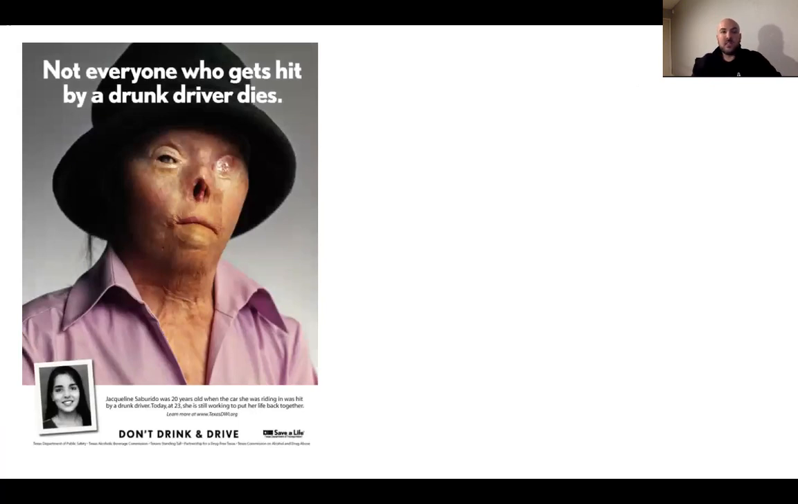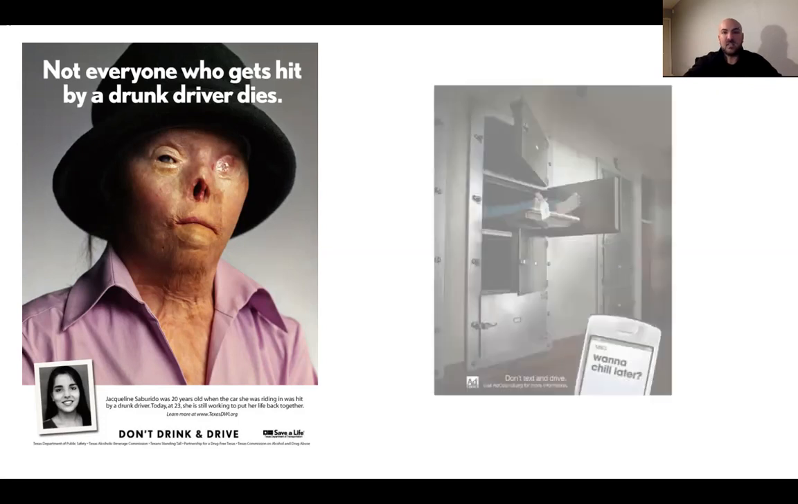Some of those emotions that are evoked by advertisements are really negative, right? They make you feel really sad or really angry, like this one, right? Mothers Against Drunk Driving, Save a Life. On this one, it says, not everyone who gets hit by a drunk driver dies. And they air this really graphic and sad picture of someone's face, whose life has been drastically changed by a drunk driver. Because they want to make you feel really negative and really angry and sad about this.